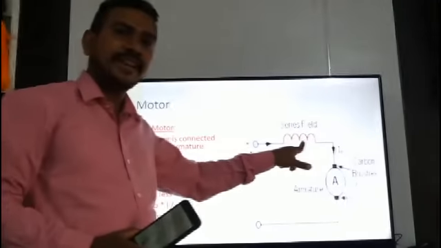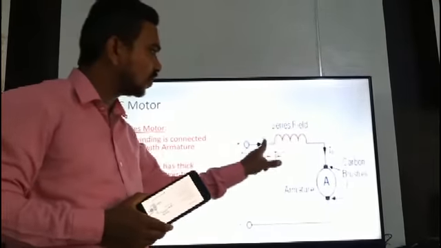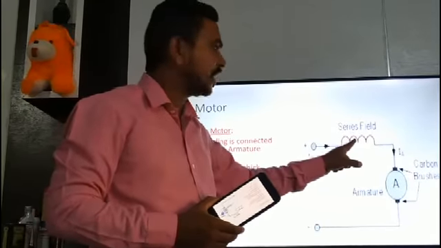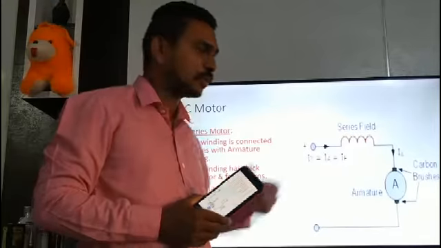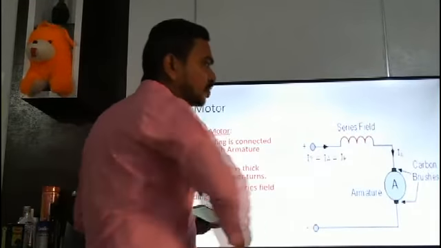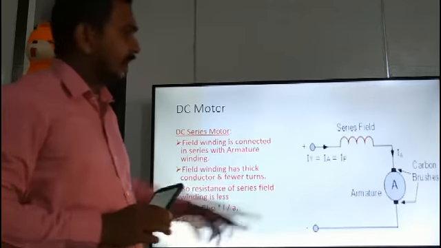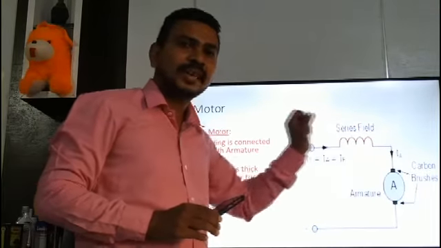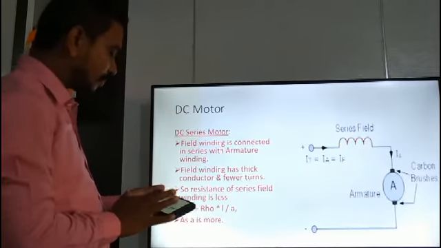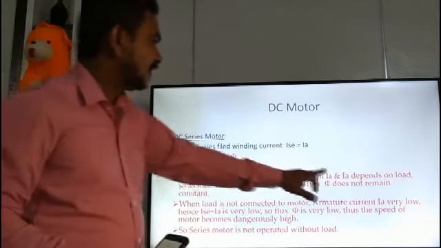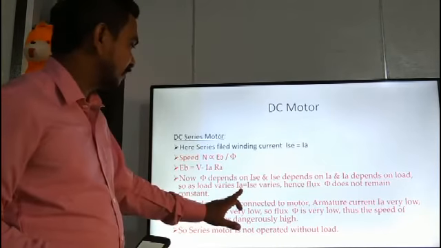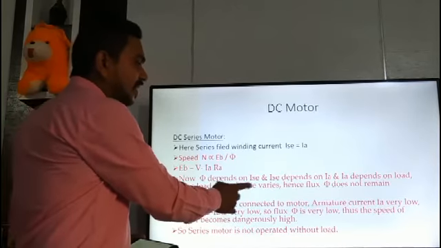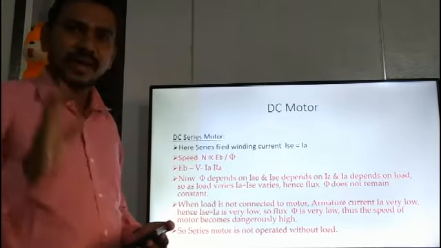This series field winding is wound on the magnetic pole. So as soon as the current is flowing through this series field winding, the magnetic pole is magnetized and a magnetic flux or magnetic field is produced. So we can say that whatever flux is produced by this series field depends on ISC. Now ISC and IA are the same, so ISC is equal to IA. And as the load varies, IA, which is equal to ISC, also varies.